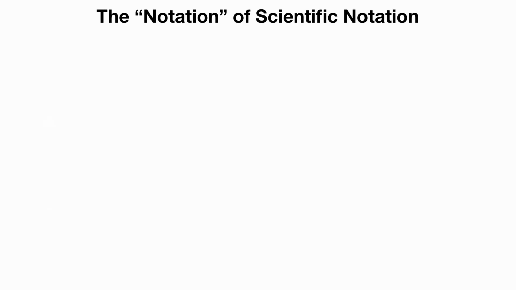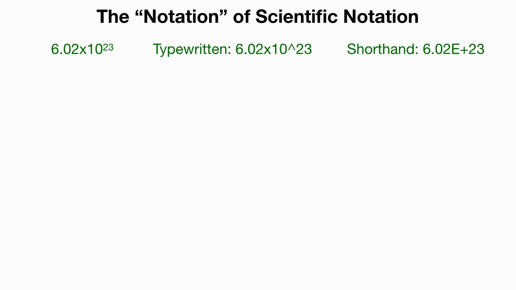Okay, let's talk about the notation of scientific notation. So this is Avogadro's number. You've got some number times 10 to some power. If you write it using a typewriter, so if you're just typing a text message or an email, you can use that caret. Shift-6 gives you the little caret symbol. Or you can use a little bit of shorthand. You can use the letter E to represent times 10 to the. And then the plus sign is kind of optional. I like to use a capital E so it doesn't look like Euler's number.